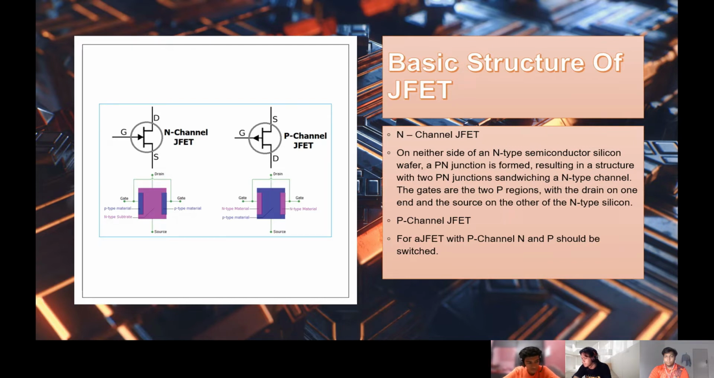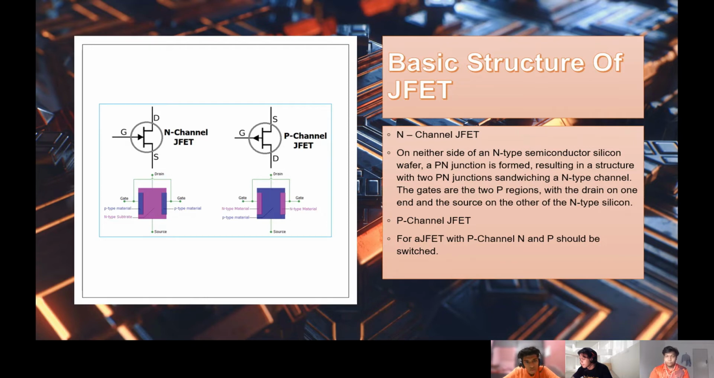Next, the P channel. For a JFET with P channel, N and P should be switched. The P channel has the N channel regions sandwiching the P channel.